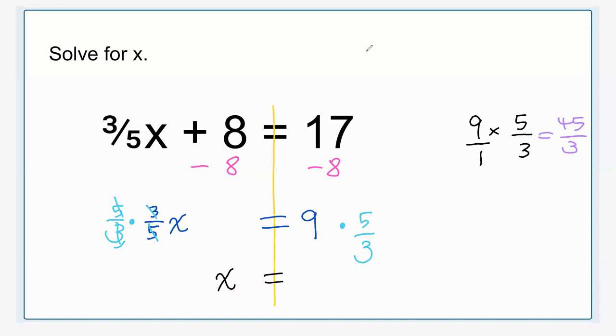We did practice. Okay, let me show that afterwards. So 45 over 3 is the same as 45 divided by 3, which is 15. Or please do know that 9 over 1 times 5 over 3 could have been simply done.